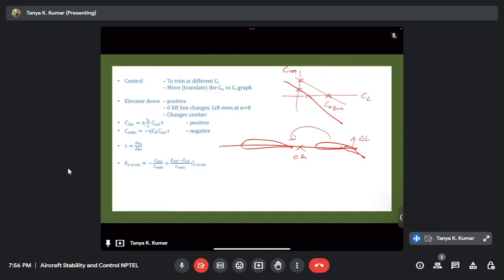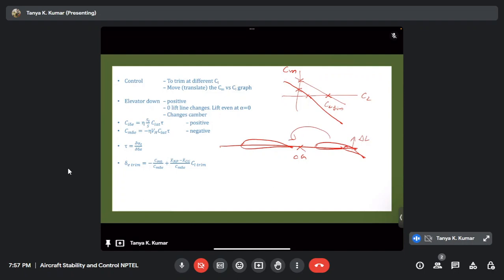Okay. Now, since we saw that if I deflect my elevator down, which is positive, it produces a positive change in lift, your CL delta E, that is dCL by d delta E, is positive. Now deflection of elevator down, positive elevator deflection, gives you a nose down pitching moment, right? So that's negative according to the sign convention. So positive deflection of elevator gives you negative pitching moment, which is why your Cm delta E is negative. Cm delta E is dCm by d delta E, which is negative.